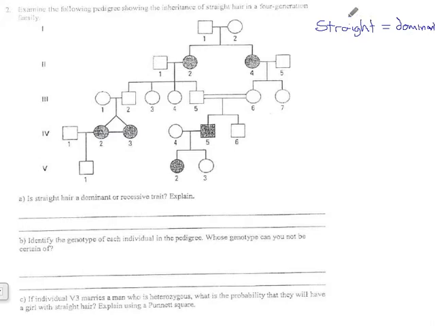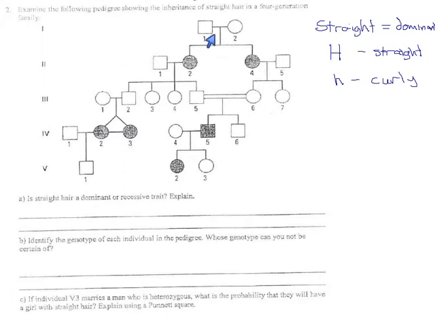I don't want to use S's because it's a little tricky telling the capitals from the lowercase, so I'm going to use H for hair. We'll say big H is for straight, and little h is for curly or wavy. Let's see if we can get through this pedigree working with that assumption, and if we can, then maybe we're right and straight hair is dominant.